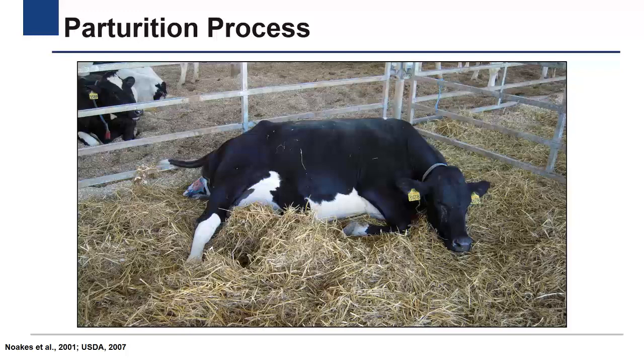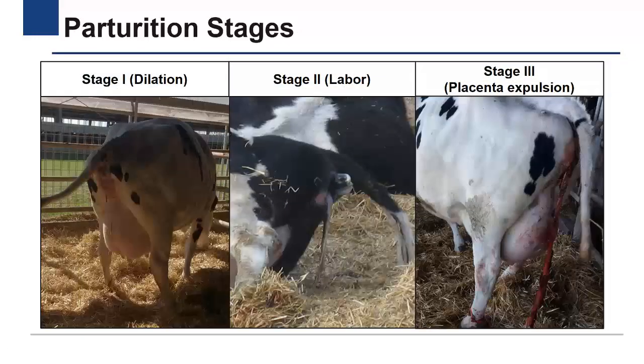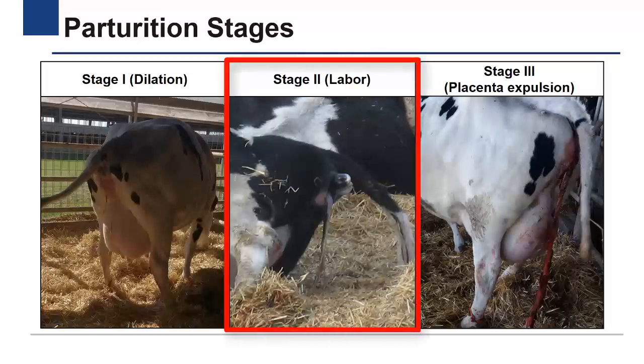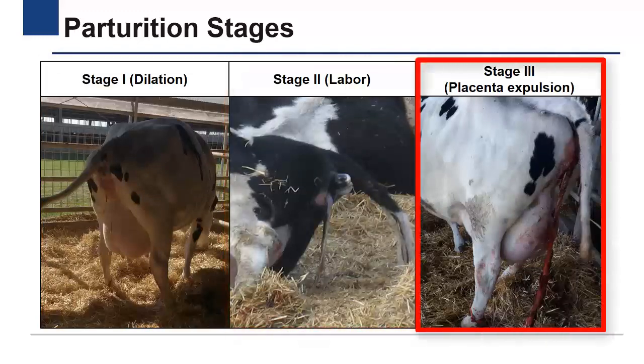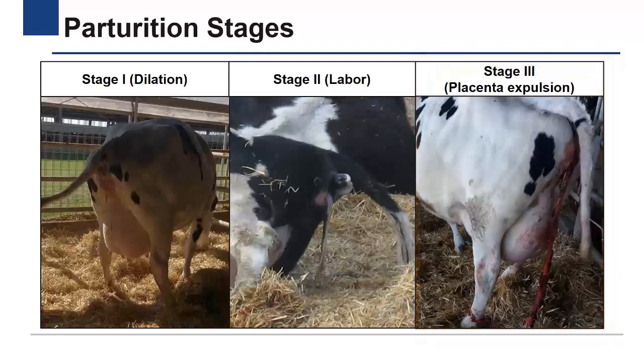The parturition process is a continuous event divided into 3 stages that occur sequentially, gradually progressing from one to the next. The stages are Stage 1, Dilation, Stage 2, Labor, and Stage 3, Expulsion of the placenta. There are specific signs that occur in each stage, which are critical to determine if and when the cow might require assistance delivering its calf.